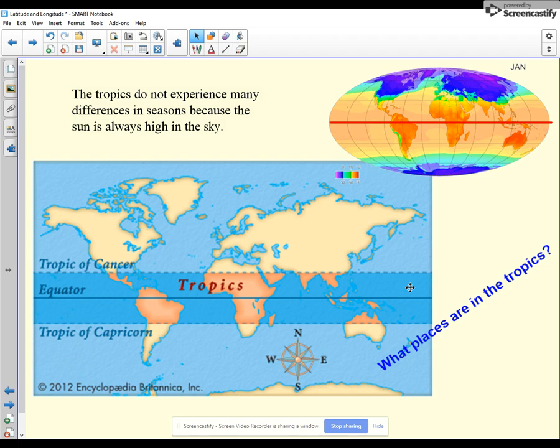So if we look at this question, it says, what places are in the tropics? Well, look what's in that darker blue area. We have most of Africa, so it's a really hot climate. The northern part of South America. We have all of these countries below us in North America. Northern part of Australia. And then over here in Asia, we have India right here and some of the other countries that are a little bit smaller than India.